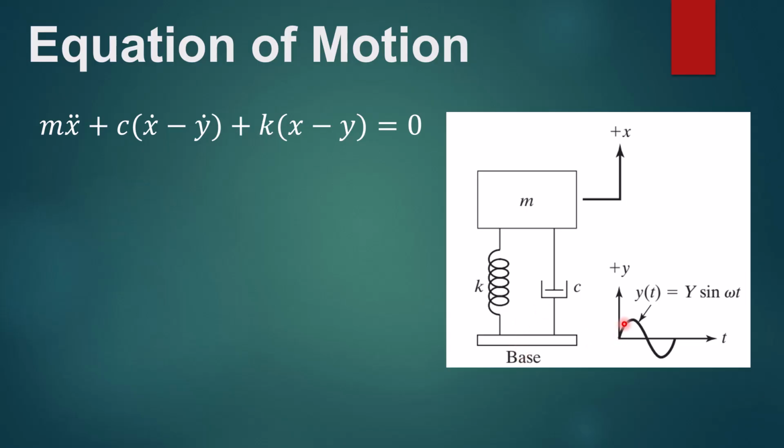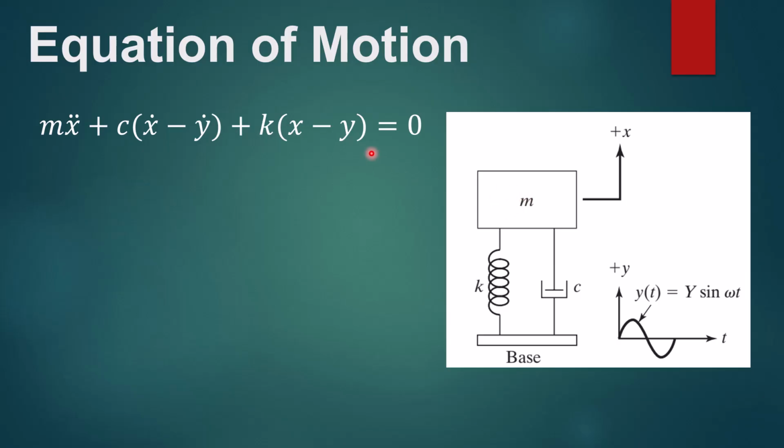The base is something like this sine wave. You can suppose it to be something like a bumpy road. So if a car is moving over a bumpy surface, then this mass is going to oscillate. And what we are going to do is to find what the response of this system is going to be. So this is the general form of the equation of motion. And the solution of this equation gives you the response of m.